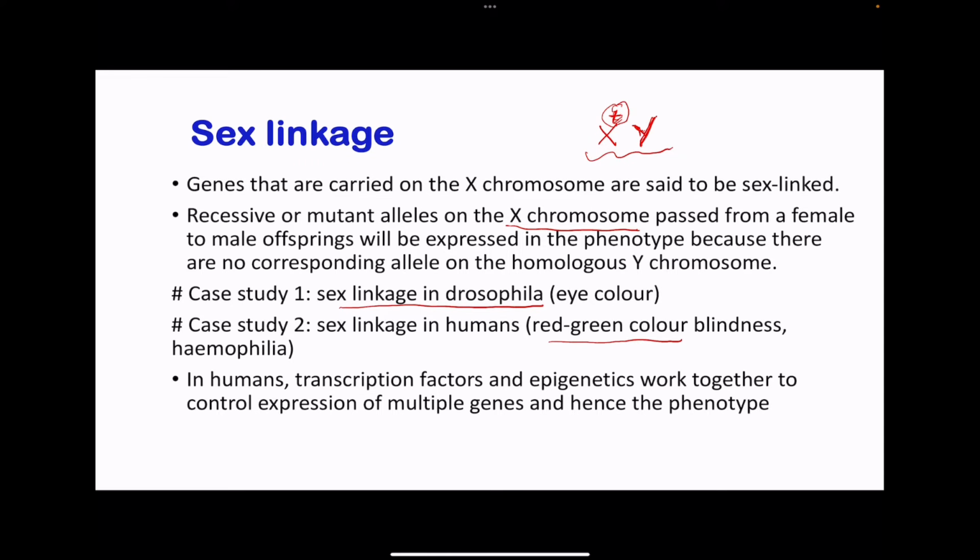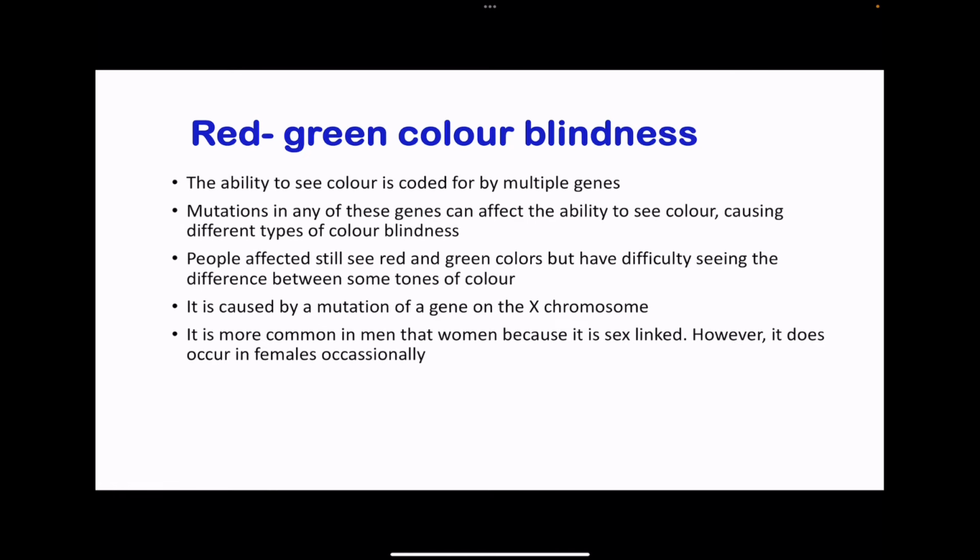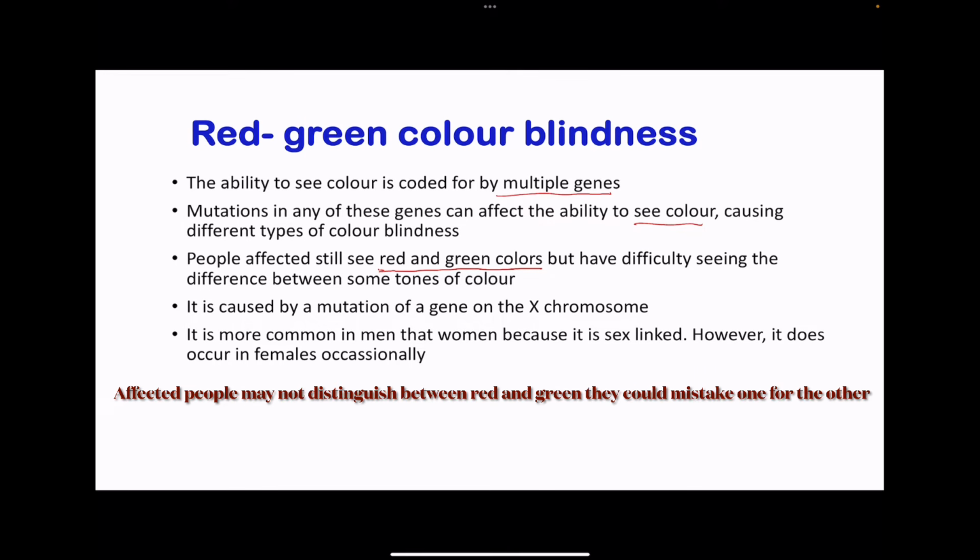And again, remember, in humans, transcription factors and epigenetics work together to control gene expression of multiple genes, and this can affect the phenotype. So looking at some of the examples, here we have the red-green color blindness. In our bodies, the ability to see color is coded for by multiple genes, and a mutation in any of these genes is going to affect the ability to see color, causing the different types of color blindness that are observed among people. The affected people can see the red-green color, but they have difficulty seeing the difference between some of the tones of color.